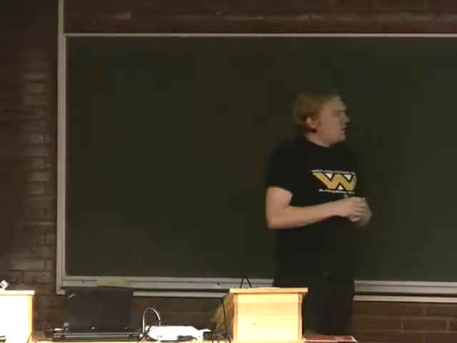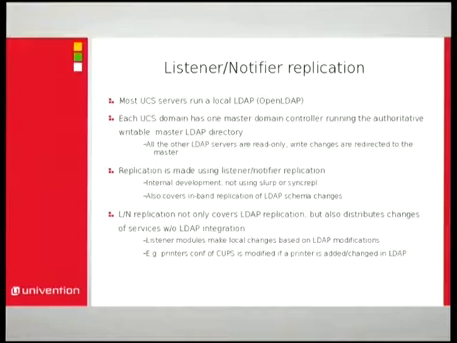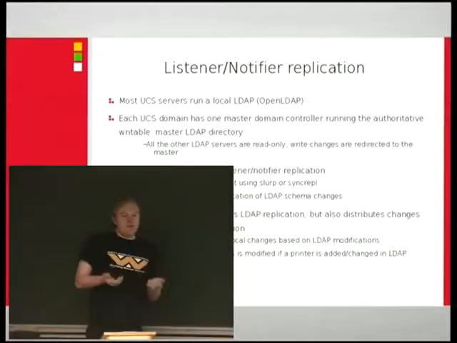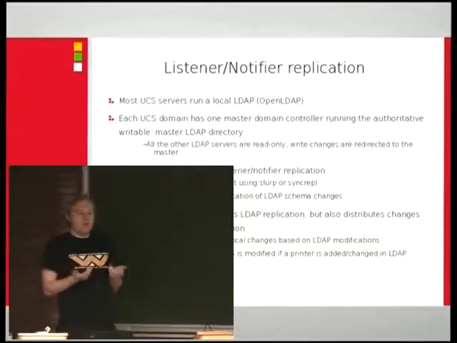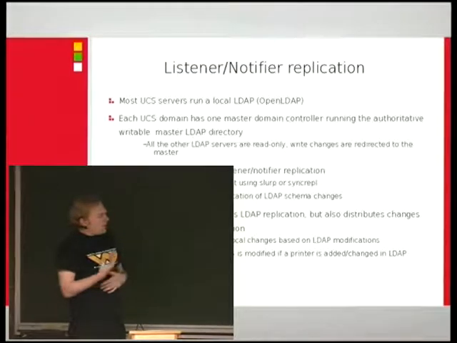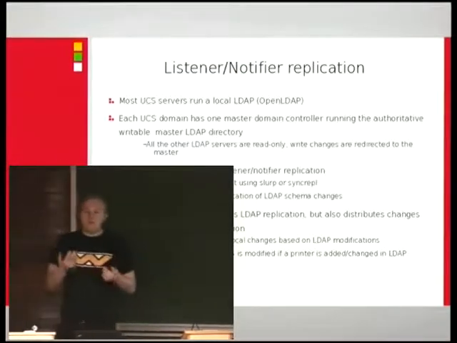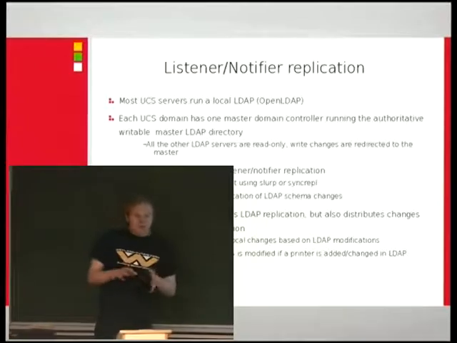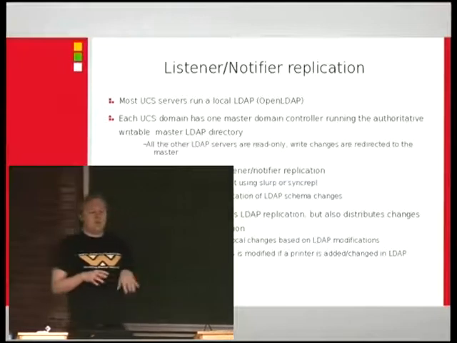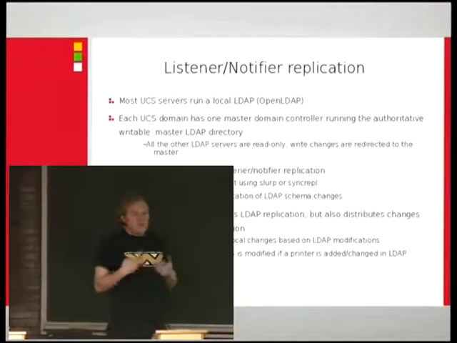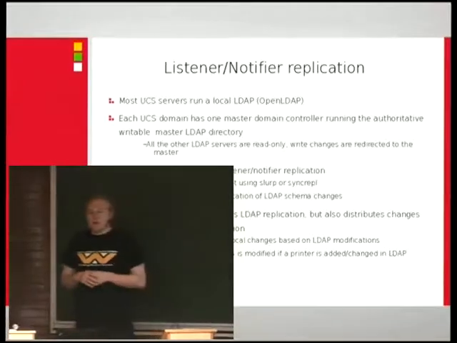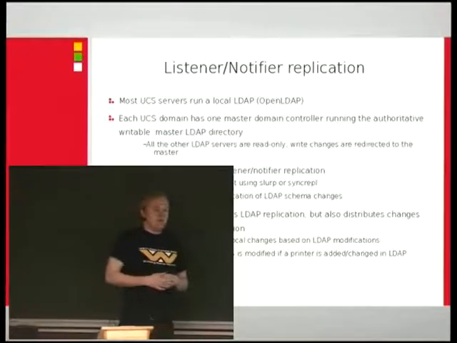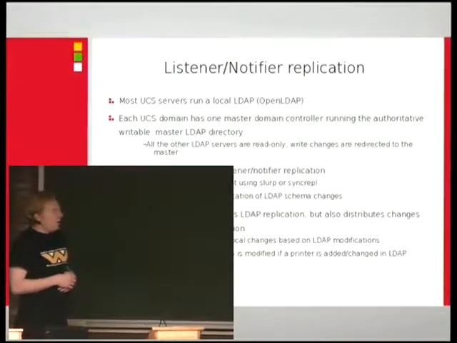Another UCS-specific technology is the listener notifier replication. We use this both for the LDAP replication, but also to replicate domain-wide changes for services which do not have direct LDAP access. In the structure of a UCS domain, there's one authoritative LDAP server, which is called the master domain controller, which has the only writable LDAP master copy. So all changes are made to the master domain controller, and all the other LDAP servers are effectively read-only, so they provide all the LDAP data as a local service, but all the writable changes are directly redirected to the master domain controller.